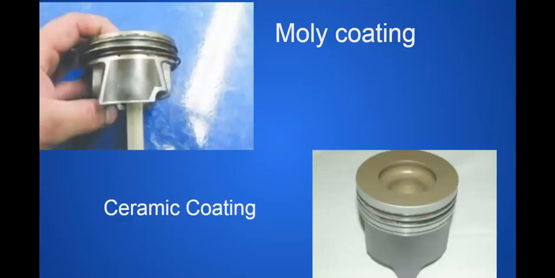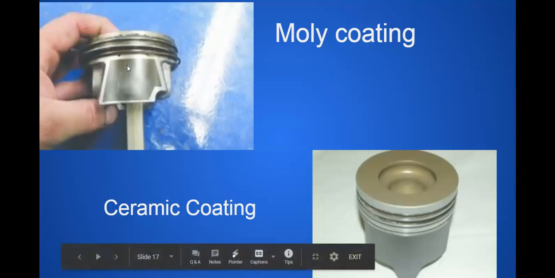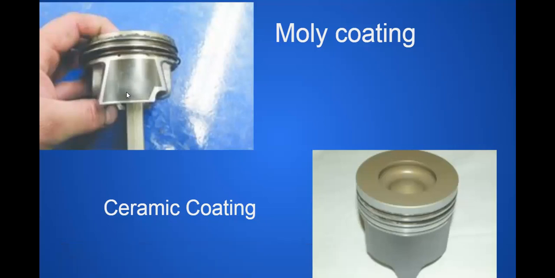Some pistons have coatings on them, and the coatings are designed for a couple of different things. One of the most important, many of them have coatings on the skirt, and that is to aid in the lubrication process during a cold startup. This moly coating on the skirt of the piston is designed to protect the engine, the piston, and the cylinder wall on cold startups.